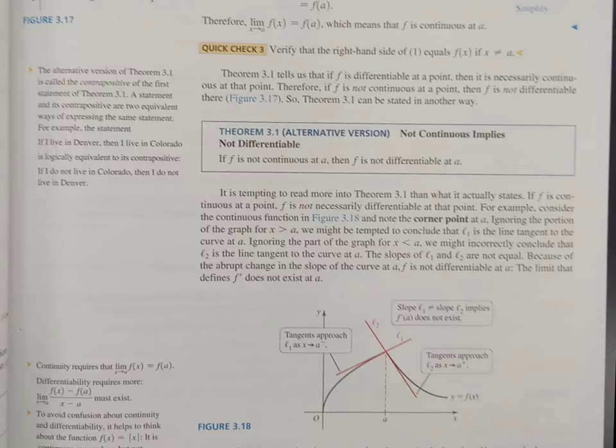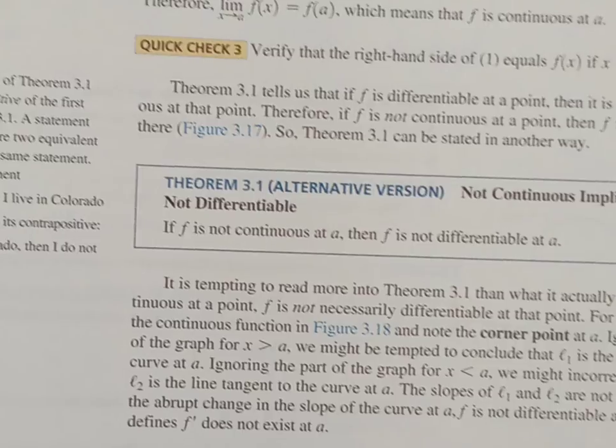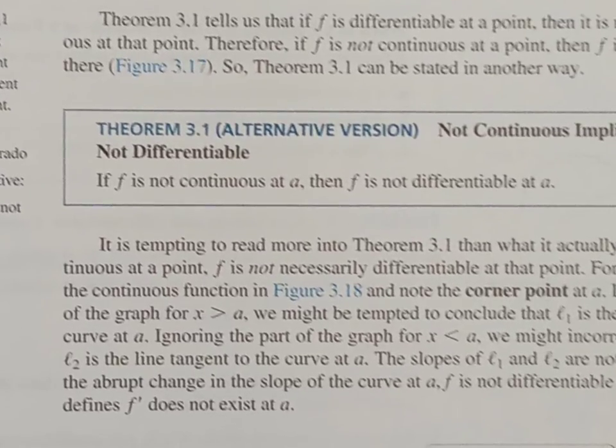So over in this little pullout, they talk about the contrapositive. This is just for a little bit of knowledge. I think it makes sense if you read it this way. A statement and its contrapositive are two equivalent ways of expressing the same statement. They say, if I live in Denver, then I live in Colorado. And that's equivalent to the contrapositive, which is negating both of them and rearranging the order. So if I don't live in Colorado, then I don't live in Denver, right? So that makes sense. And so over here, they've done a contrapositive. It says if f is not continuous at A, then f is not differentiable at A. Okay, so that ends up being very important.